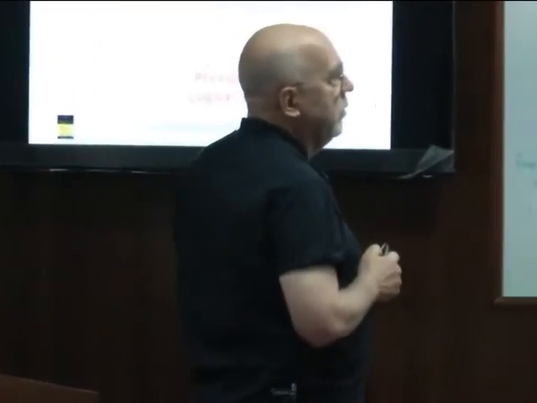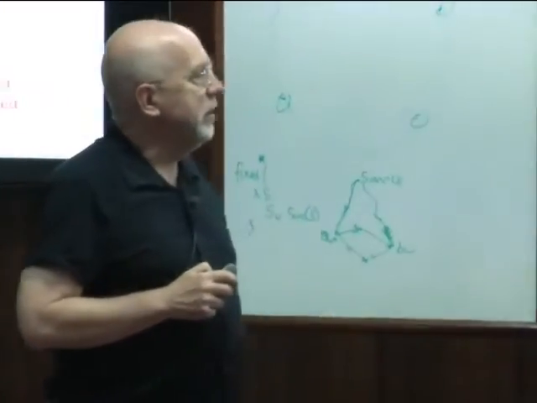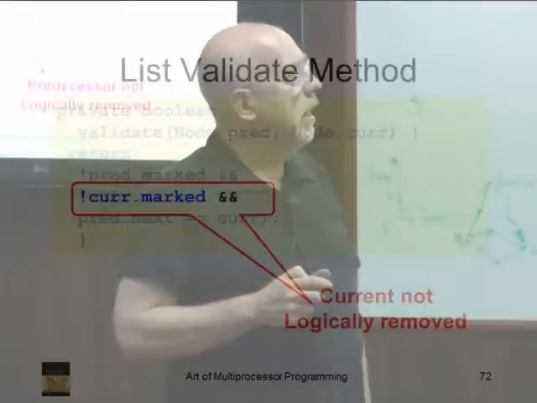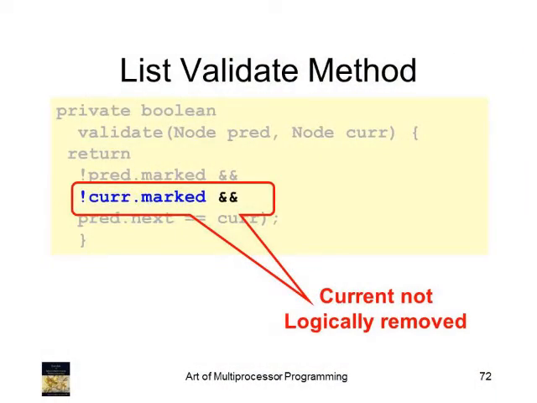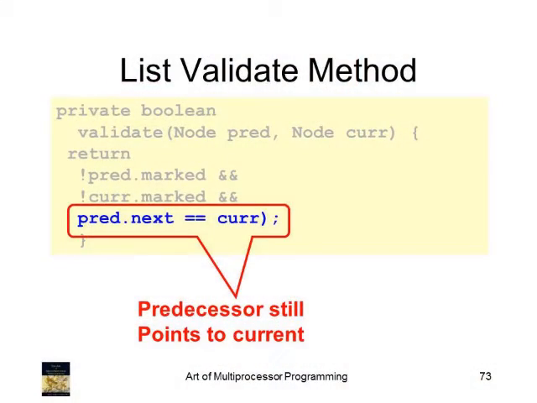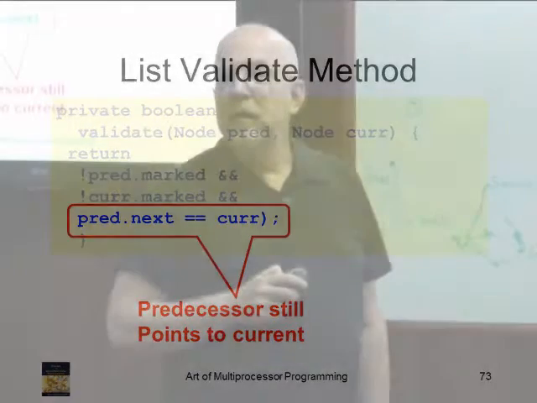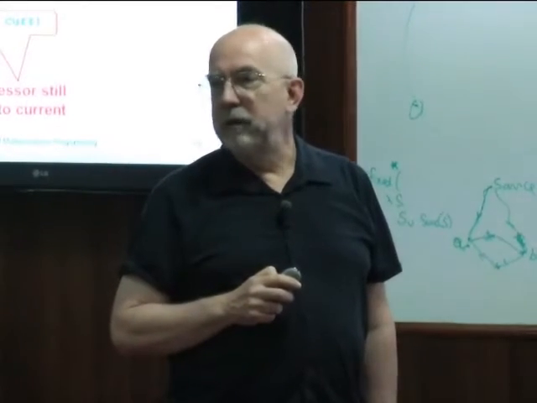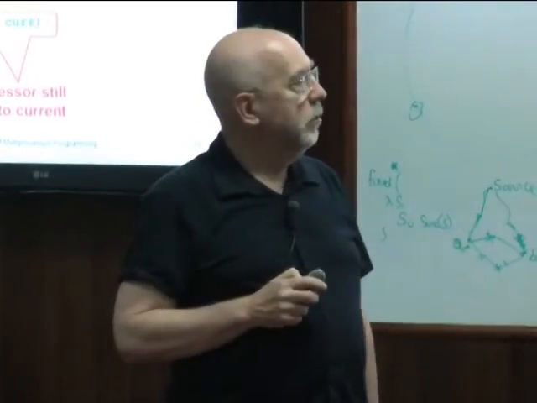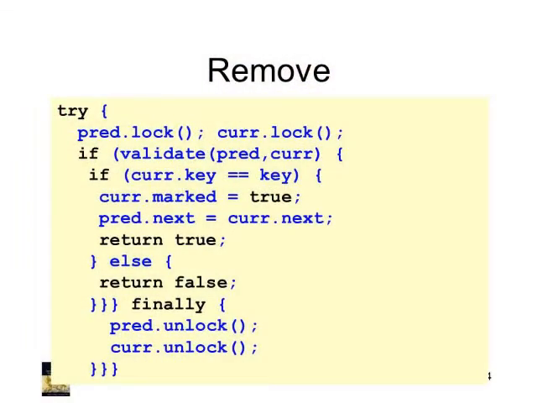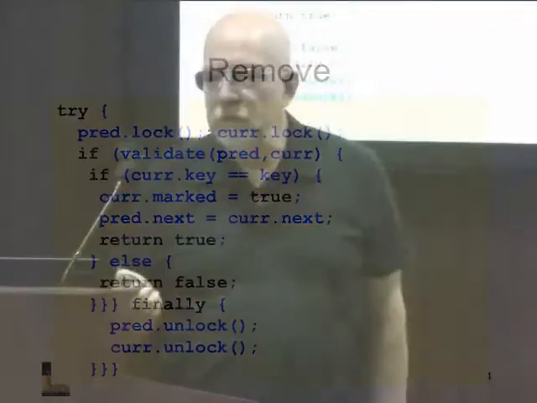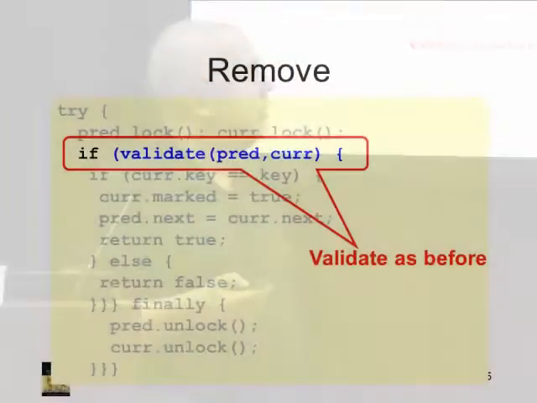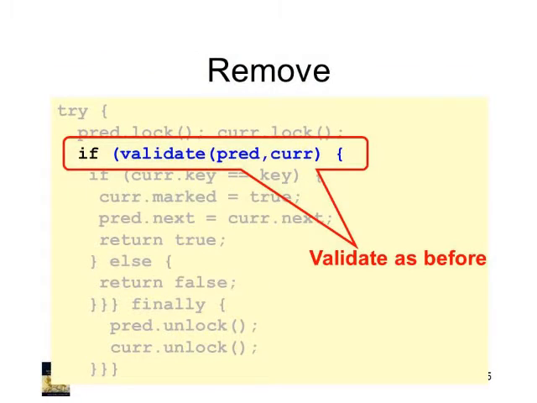So what we do is the validate method says, check that the predecessor is not logically deleted. Check that the current node isn't logically deleted. Check that one points to the other. And return the conjunction of those 3 conditions. So it's very, very simple. This is the business end of the remove method. So what it does is you acquire the locks and you validate.